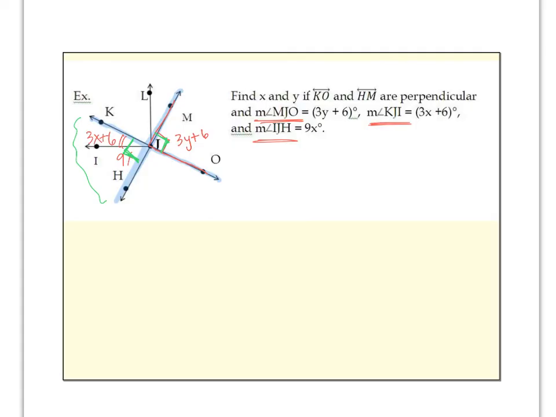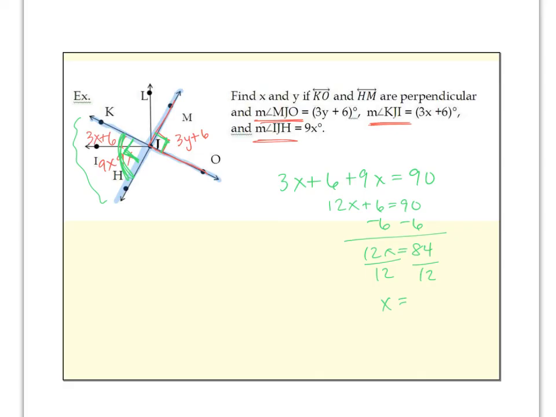So here's what I'm thinking. The 3x plus 6 added to the 9x should equal 90 degrees. These two angles together should equal 90 degrees. Okay, so to solve, I have 3x and 9x, that's 12x plus 6 equals 90. Subtract your 6, 12x equals 84, divide by 12, and x equals, I think it's 7. You might want to check that on your calculator just to be sure. But there we have part of our solution.